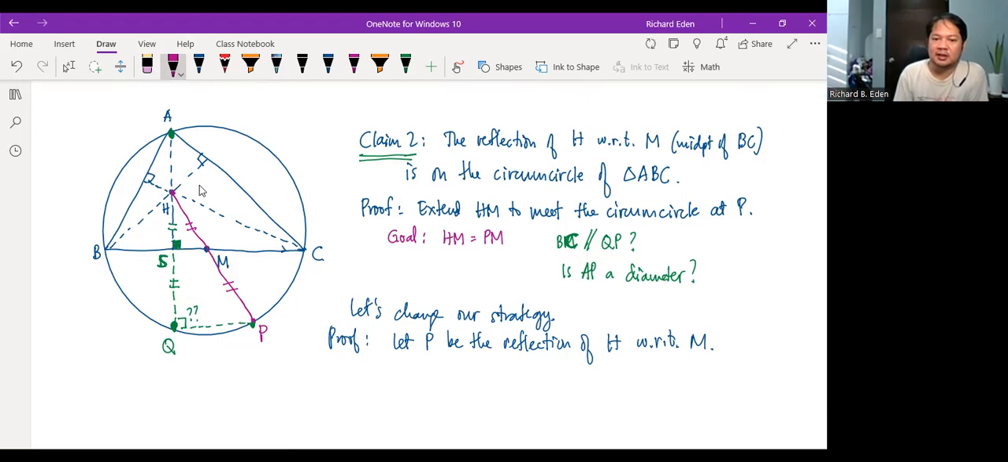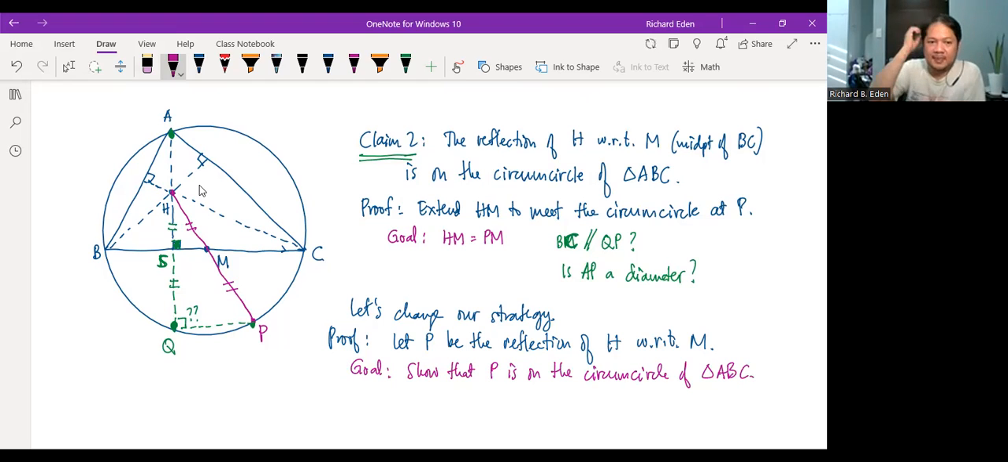Okay, so ang goal natin, show that P is on the circumcircle of triangle ABC. Okay, but here are some of the things going our way.